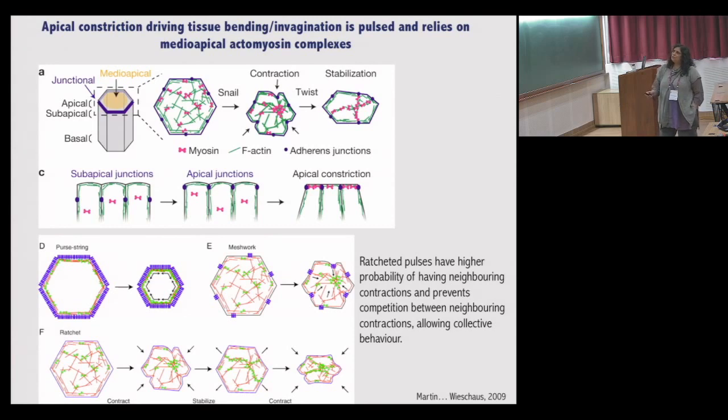We said that this sort of constriction functions like a ratchet. And one of the reasons why this sort of constriction may have a specific utility is that they have a higher probability of having neighbor cells also contract. They also help buffer contractions within a sheet and prevent competition between neighboring contractions, to ensure that you have collective behavior and that no single cell can cue or destroy the collectivity of the behavior within the sheet.